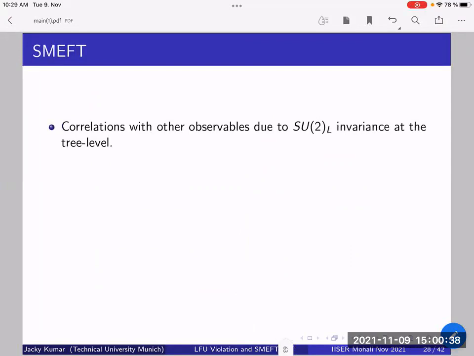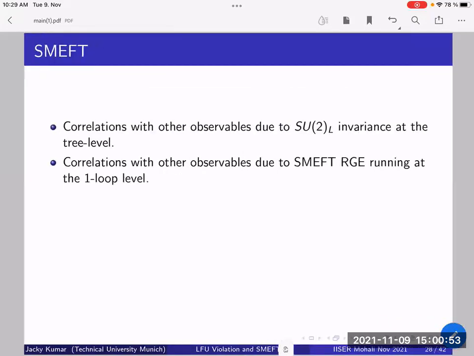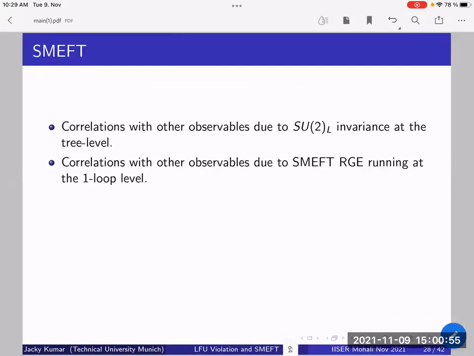Here I have 5 things which you will learn. First, due to SU2 invariance, you will see correlations with other observables. You can correlate these anomalies to other observables because your operators are SU2 invariant. Then due to SMEFT RG running at one loop level, you have even more correlations. When you include RG effects at one loop, these decays can be correlated to even more observables.